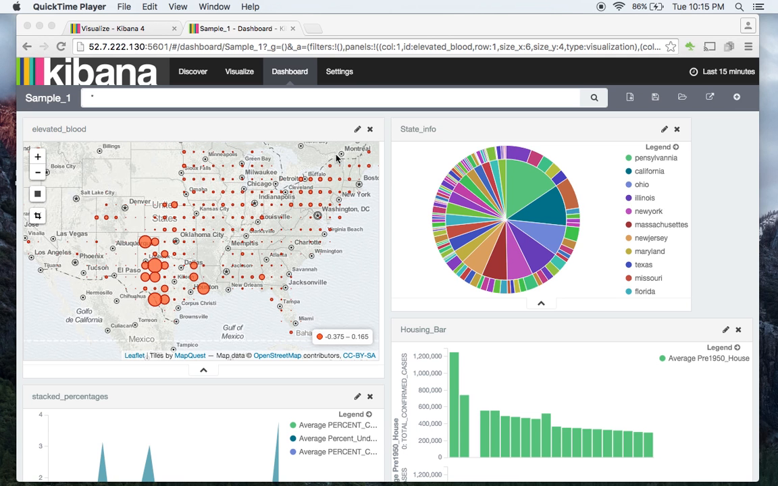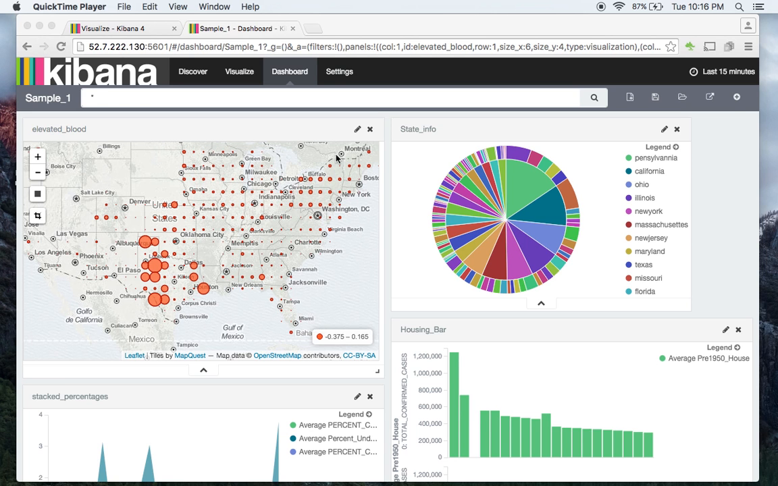Hi, I'd like to share a prototype of the dashboard I built with Kibana. This is using data from CDC and GIS data. The goal is to target testing efforts to identify the most vulnerable people to lead poisoning. So the question we're trying to answer is what county should we target for testing?